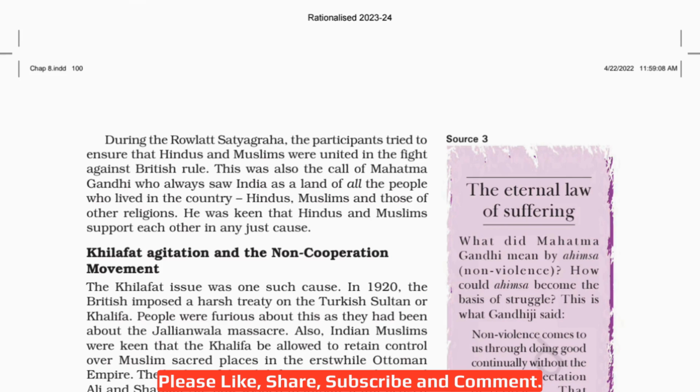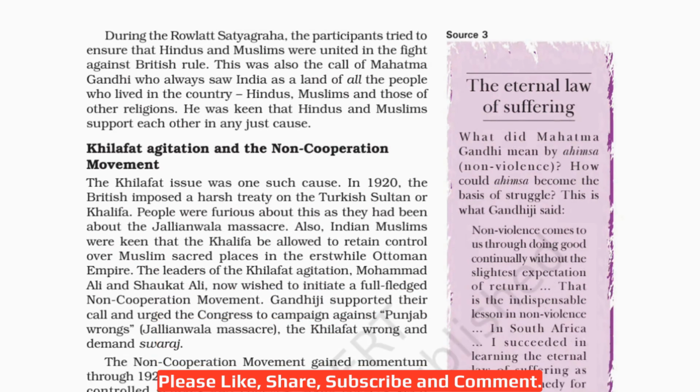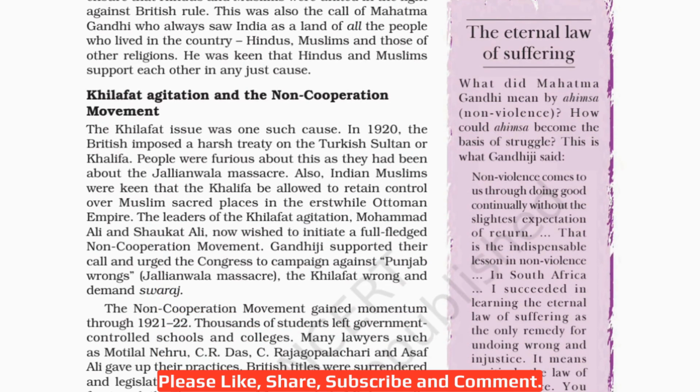He was keen that Hindus and Muslims support each other in any just cause. Now came the Khilafat agitation and the non-cooperation movement. The Khilafat issue was one such issue. In 1920, the British imposed a harsh treaty on the Turkish Sultan or Khalifa.